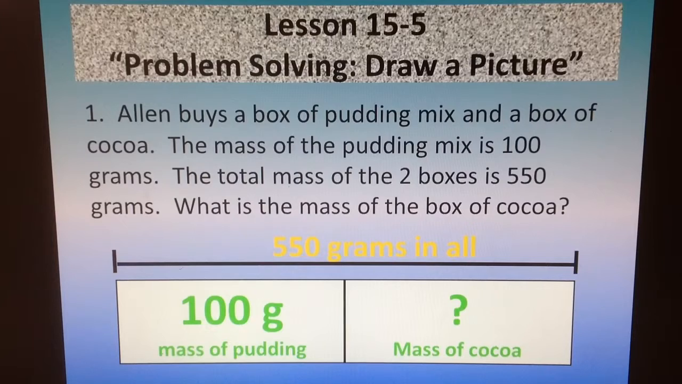550 goes on the top because that is the whole number. That's the total of the 2 boxes. 100 goes in one of the boxes because that's a part of the whole. And really it doesn't matter if 100 goes here or 100 goes here. It can go in either one. And then how do we find this one? If we have a whole number and we know what part of it was taken away, we have to subtract to find the other number. Students could do this one in their head. 450 is the answer.